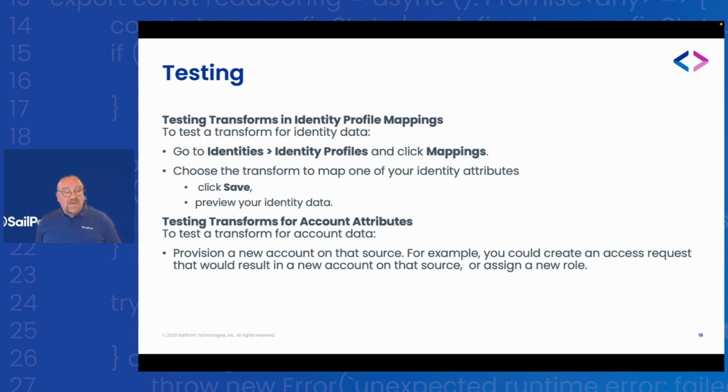So from a testing point of view, you can test transforms by going into the identity profile and clicking mappings. Choose a transform map and then preview it. Again, I'd do it in a low environment, but that will give you the actual result of the transform on your data. When you're testing transforms for account data, you need to trigger a create process, and you can do that via an access request or an assignment of the new role.